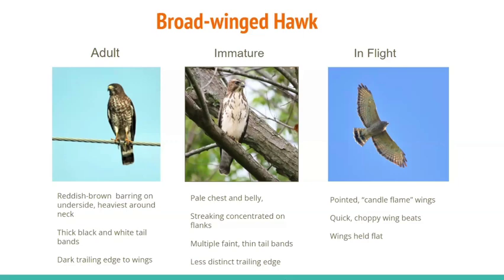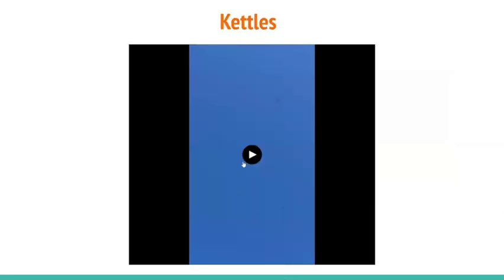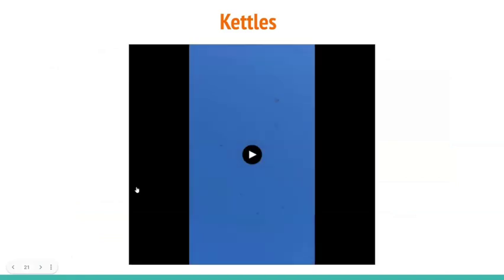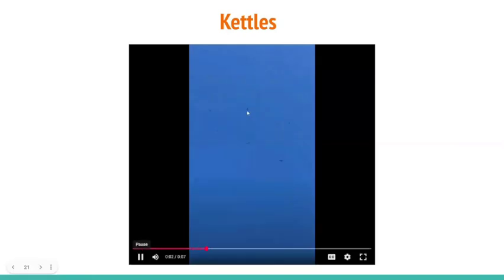So as you might have caught a glimpse of before, let's see if this works here. Broad-wings also have a very interesting behavior when they migrate. And that is, they actually migrate in very large groups called kettles. So here, if you can see that video, those are all broad-winged hawks. This was taken at the Bake Oven Knob Hawk Watch back in September of last year. And again, you can see those beautiful candle flame shaped wings. Sometimes you get a flash of that tail band. I know this isn't the best video quality here.